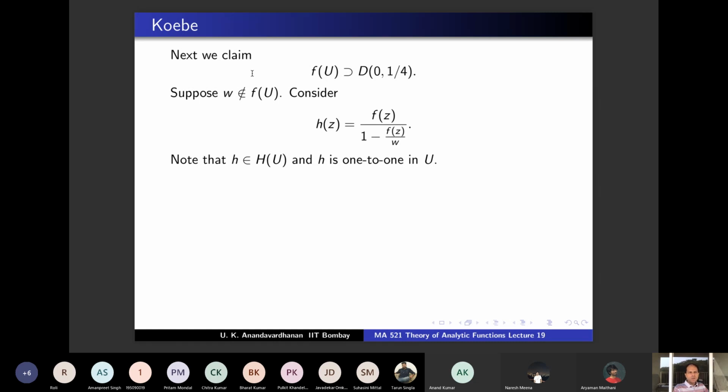f is in S. Script S consists of injective functions. So from the one-oneness of f, from the injectivity of f, it follows that h is injective. So this is answered, and moreover, w is not 0. w can't be 0. That's why the function makes sense. The function makes sense for two reasons. One, w cannot be 0, and the other is f z by w is not 1. f z by w is not 1 comes from w is outside f of U, and we know that 0.